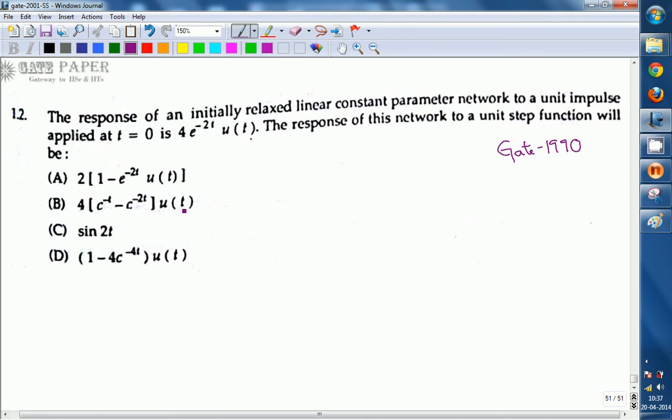Here are the options. Coming to the solution, it is given that for a unit impulse applied at t equals 0, the response is given as this. When an impulse is applied as an input, the response we call the impulse response, represented with h of t, and that is given as 4 e power minus 2t u of t.